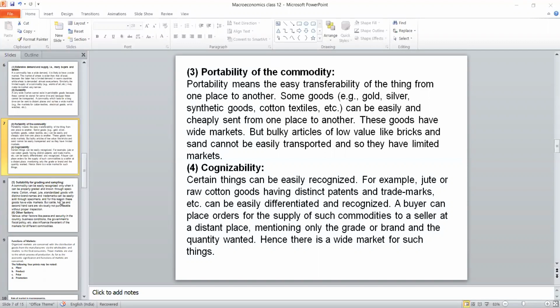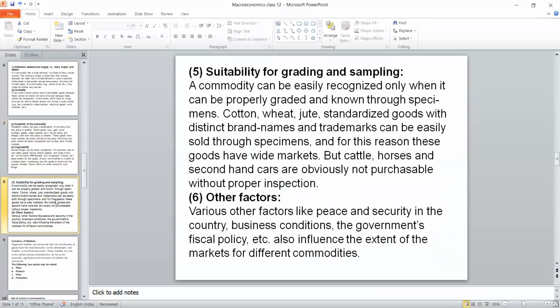And the fifth factor is the suitability of grading. All products cannot be graded. There are some products which can be graded, and you can receive a sample and decide your demand. For example, just now I told Kanjipuram silk or Banaras silk or Mysore silk. You can test the silk and say, I will accept this product. You can produce this design and you can order. It's tailor made. But there are some goods like cattle or horse, or purchasing a second-hand car. Unless you check the quality of the product, you cannot buy it.